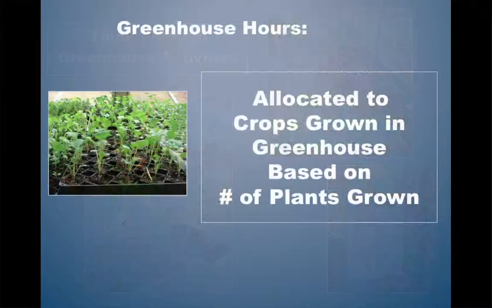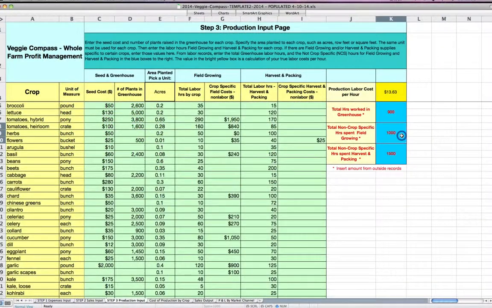Veggie Compass will take these greenhouse labor hours and spread them over the crops grown based on the number of plants of each crop that's grown in the greenhouse. In cell K8, the next blue box, the total number of non-crop specific hours spent field growing is entered.